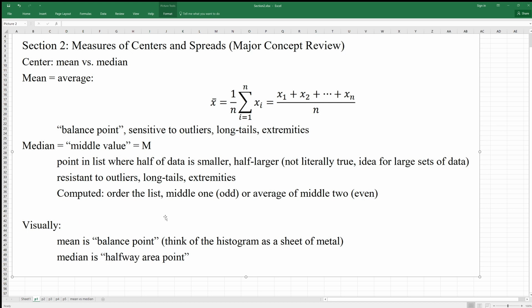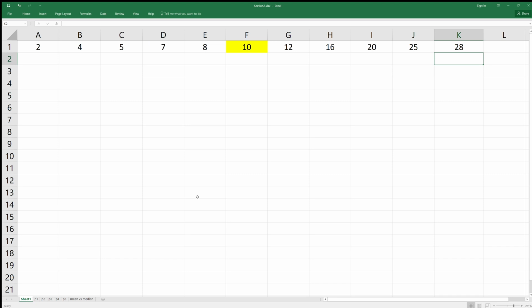The median has got to do with where they fall in an ordered list. So again, you can make the median sound good, you can make it sound bad. It is resistant to outliers, long tails, extremities. That sounds good. On the other hand, we can make it sound bad. The median does not take everything about the numbers into account, only their relative position in an ordered list, right?